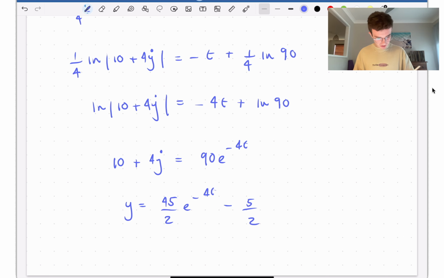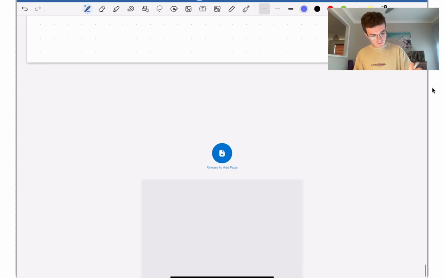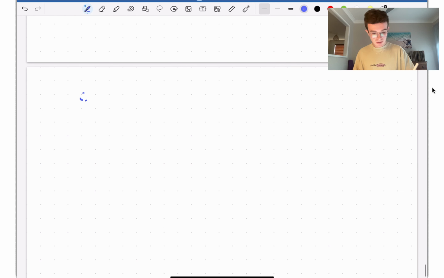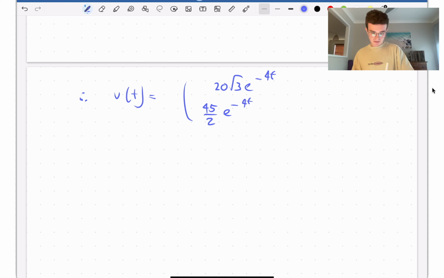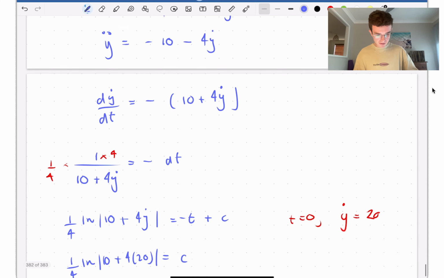Which I think is what we wanted to prove. Yeah, so therefore, v of t is equal to 20 root 3 e to the minus 4t, and then 45 on 2 e to the minus 4t minus 5 on 2. That was quite an easy question there, not too bad. Okay, let's have a look at the next part.